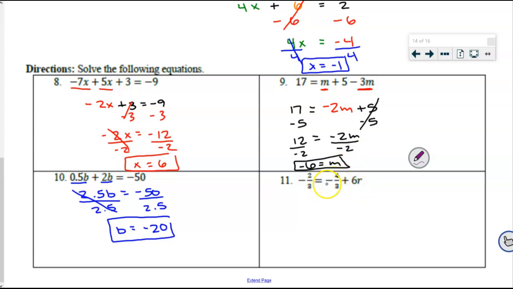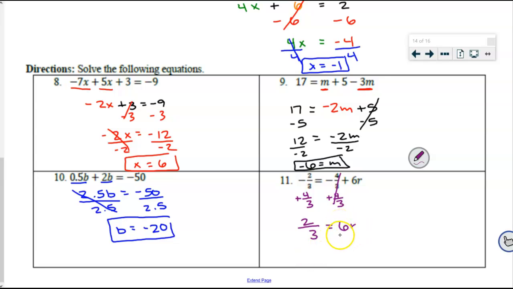How do I get rid of a negative 4/3? Adding a positive 4/3. Yeah, we just have to have a positive, and that's going to zero that out. Balance it. Do the same thing to the other side. Those zero out. Careful, make sure you're using your tools. Negative 2/3 plus 4/3 is equal to a positive 2/3. And all of that is equal to 6r.